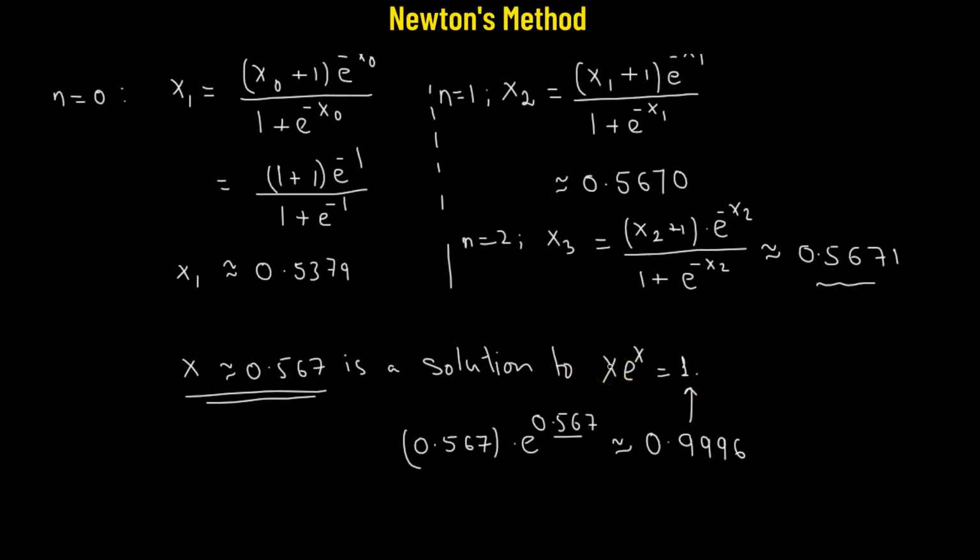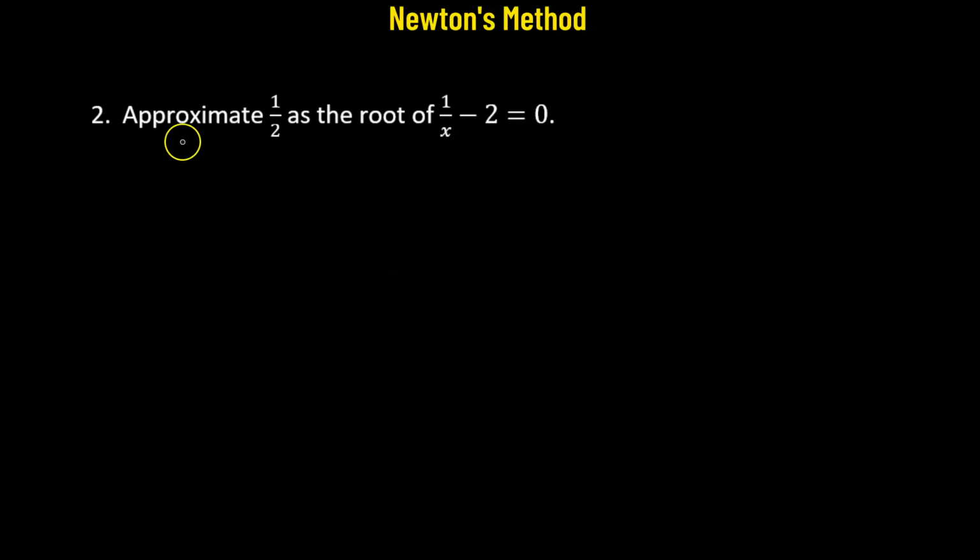So let's try out another problem. We'll consider the problem: approximate 1/2 as the root of 1/x − 2 = 0. We know that this is a very simple equation. When we solve for x, it is indeed 1/2. We know for sure that this is the root of this given equation. But what we're trying to do here is use a very simple equation to check out the elegance of Newton's method and see how close of an approximation it can give us.